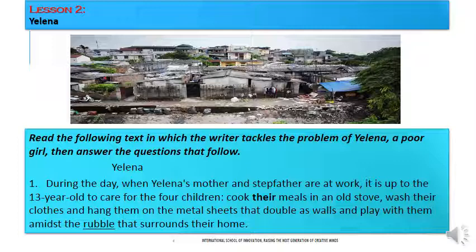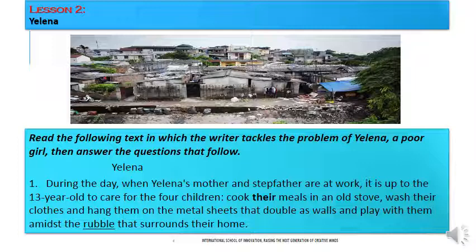Okay, let's start. During the day when Yelena's mother and stepfather are at work, it is up to the 13-year-old to care for the 4 children, cook their meals on an old stove, wash their dishes, wash their clothes and hang them on the metal sheets that double as walls, and play with them amidst the rubble that surrounds their home.